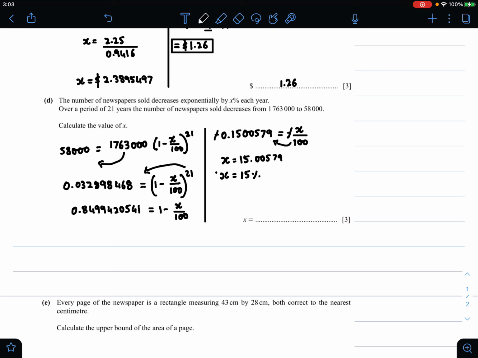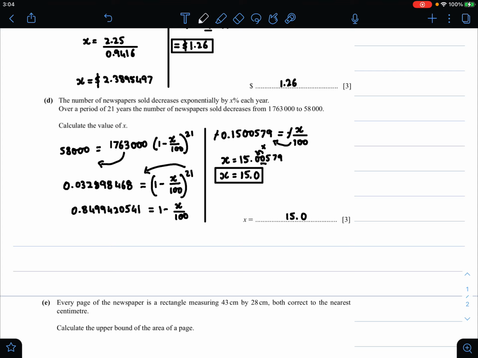Now this is because the fourth significant figure, which is 0 in this case, is lesser than 5, so it doesn't round off the third significant figure to the next number. Therefore your value of x will be 15.0. Now let's move on to part E of this question.